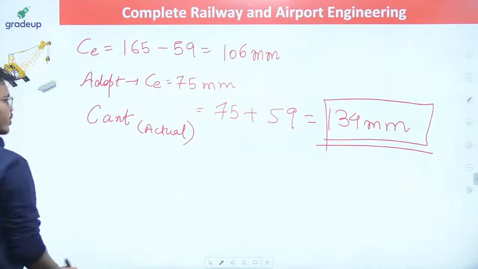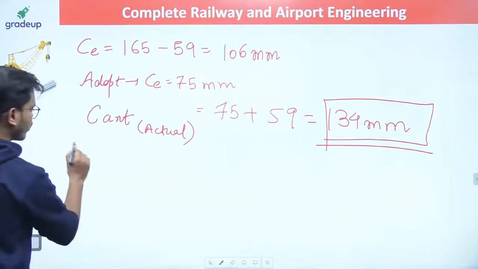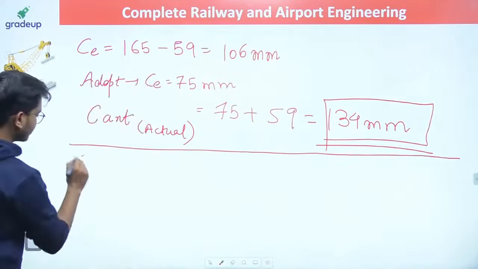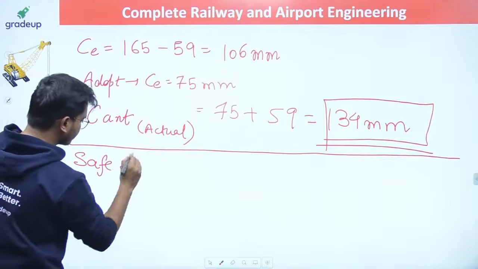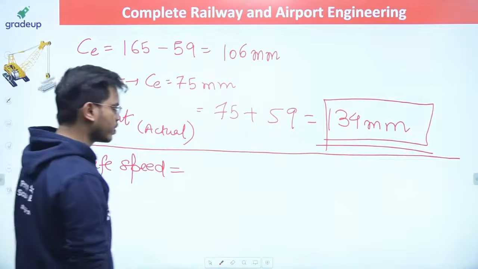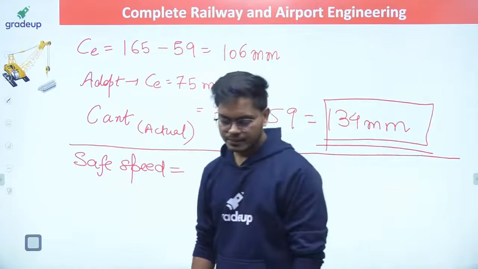Full power ke saath, with the help of Indian Railway formula, I want the answer. Tell me what is the safe speed with the help of Indian Railway formula. Safe speed, everybody, with the help of Indian Railway formula, provided by the Indian Railway Board.